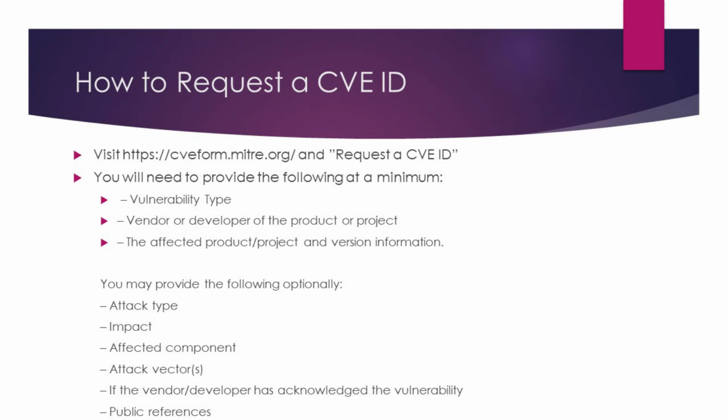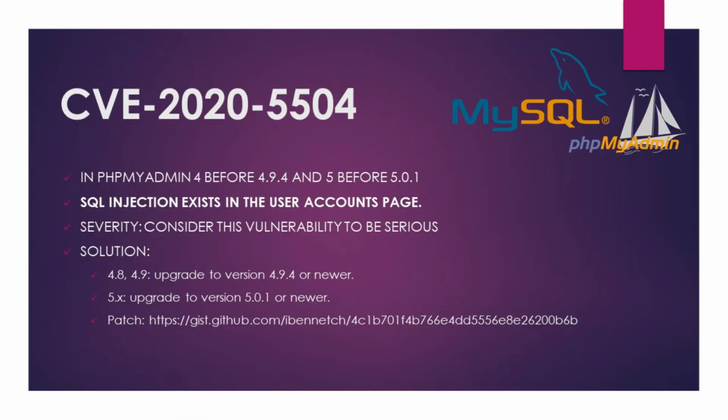You will need to provide these details at a minimum: vulnerability type, vendor or developer of the product or project, the affected product or project, and version information. And you may provide the following optionally: attack type, impact, affected component, attack vectors. Let's look at a few CVEs related to MySQL phpMyAdmin and best practices to follow in order to secure the configuration. This is the first vulnerability we are going to look at.